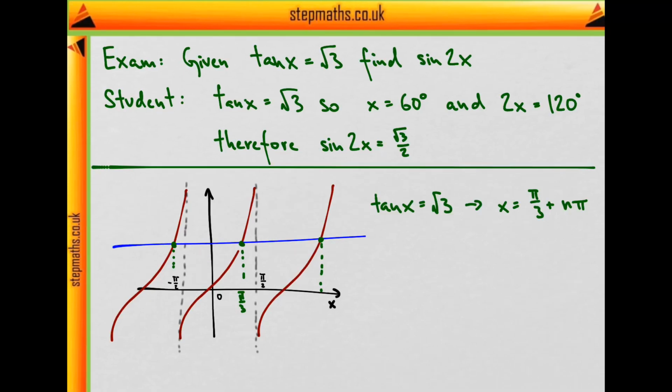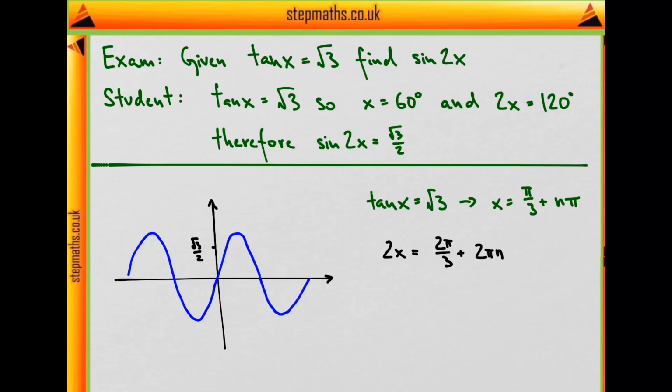So what the student should have said is that if tan of x is root 3, then x is pi by 3 plus n pi, where n is a whole number. And what that means for 2x, which is the argument of the sine, which we are going to be investigating soon, is that it's 2 pi by 3 plus 2 pi n. So what is the value of sine at 2 pi by 3?